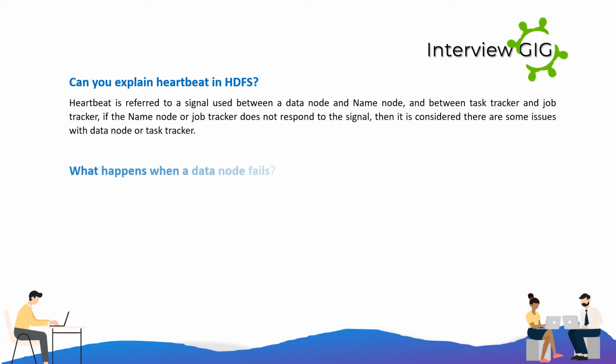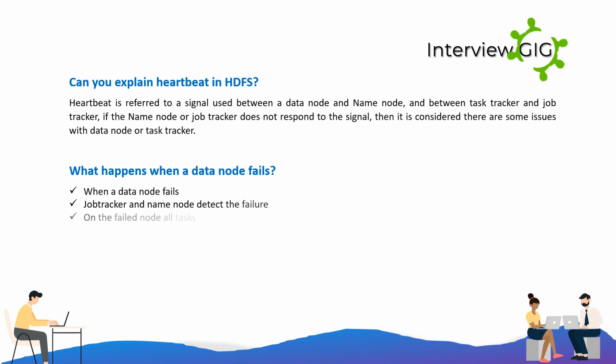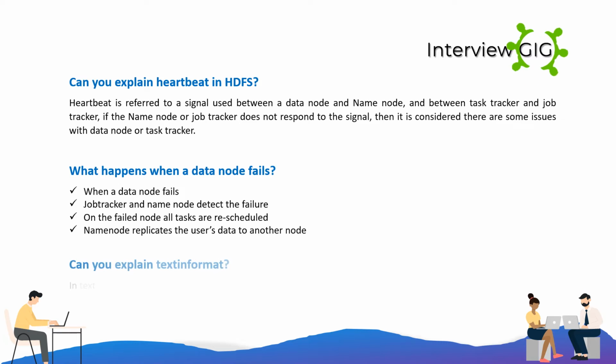What happens when a data node fails? When a data node fails, job tracker and name node detect the failure. On the failed node, all tasks are rescheduled. Name node replicates the user's data to another node.